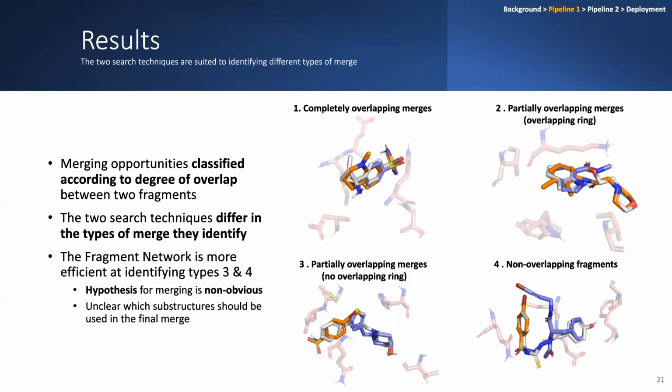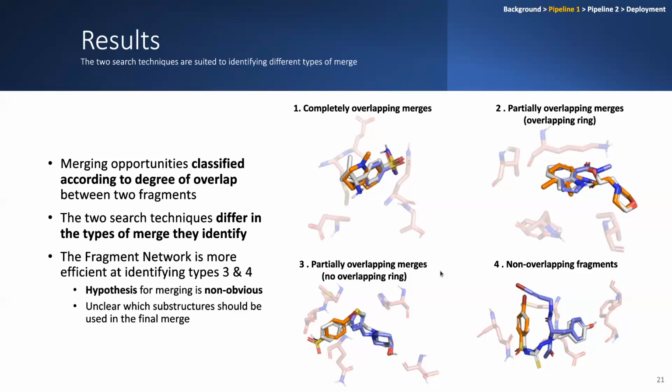We then looked in a bit more detail at what the different types of merging opportunity the 2 different search techniques are suited for. To do this, we classified the merging opportunities according to the degree of overlap between the 2 parent fragments. Here we have, in orange and purple, merging opportunities where the 2 fragments are very overlapping in the volume. The second one is where we have partially overlapping fragments, where that partially overlapping structure is a ring structure. So the hypothesis for merging is generally quite clear.